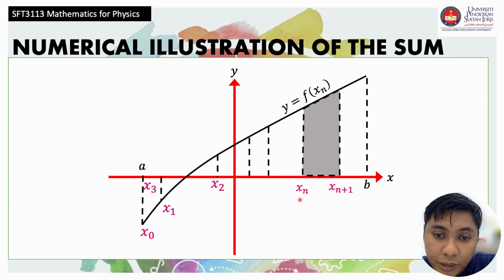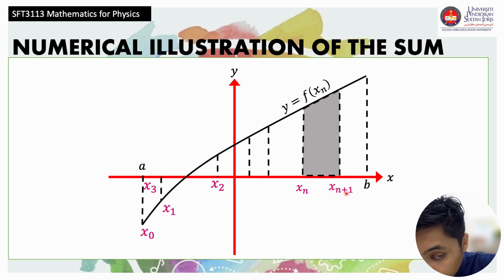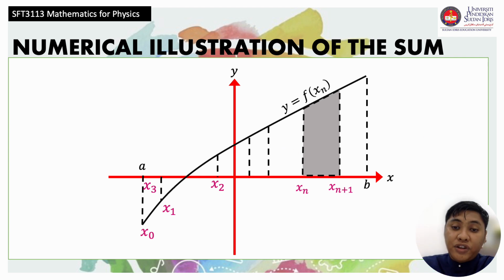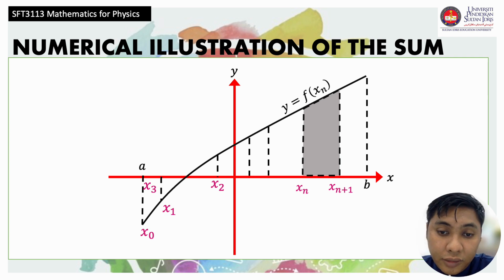Same from A to B, but for each fringe we have a point, which is x0, x1, x2, x3, until xn and xn plus 1. Each of the fringe we split, but this time we put a point for each fringe.